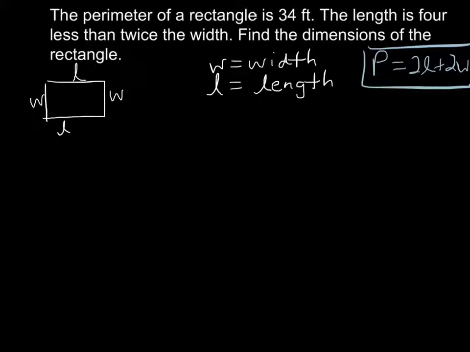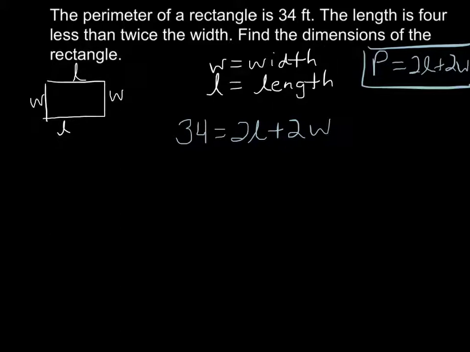Okay, so my first equation is always going to come from this perimeter equation because they always tell me the perimeter. Look, the perimeter is 34. So guess what? I'm going to say 34 equals 2L plus 2W. I don't know what the length and width are. That's what I'm trying to find. That's what it means right here when it says find the dimensions. That's what they're asking for, the length and the width.